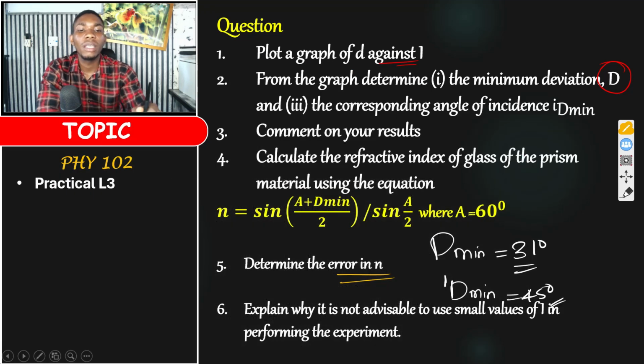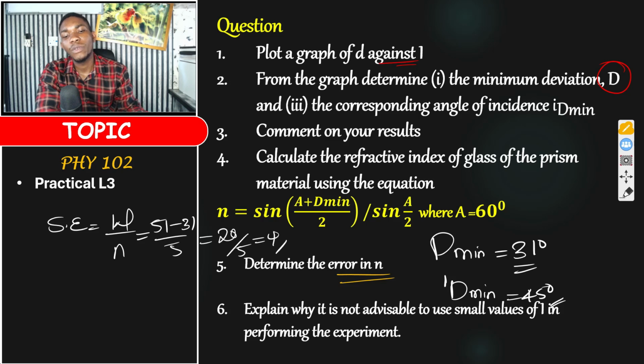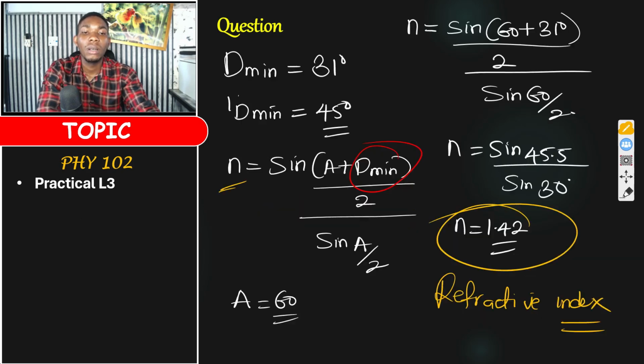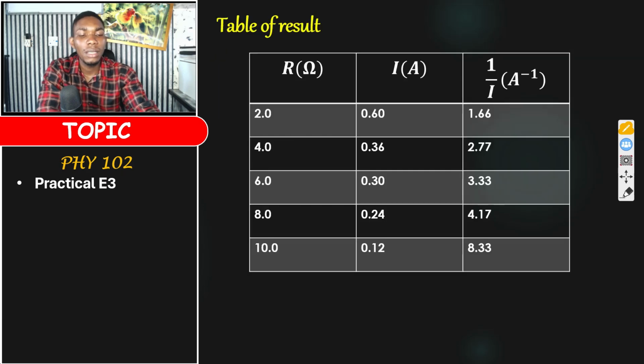For the error in n, use the formula I gave to you, where I said the standard error is equal to W all over n, where W is the range, 51 minus 31, divided by n, which is 5. 51 minus 31 will give us 20, divided by 5, which gives us 4. That is the only logical approach, because it's a curved graph and you cannot get the vertical scatter. Hence, measuring the error will be very difficult. All right, so that's that for this particular practical. Let's see the next one.